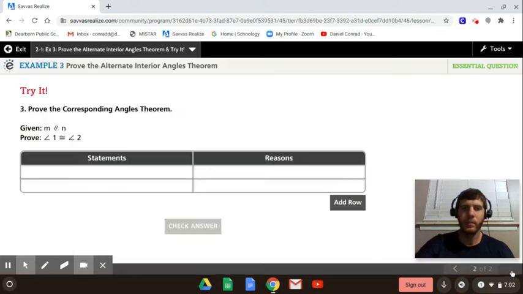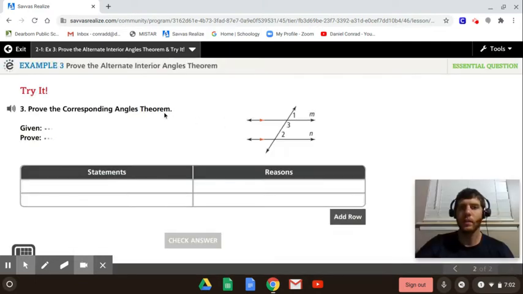Now you have the try it, which is to prove the corresponding angle theorem, which is very, very similar to what we just did.